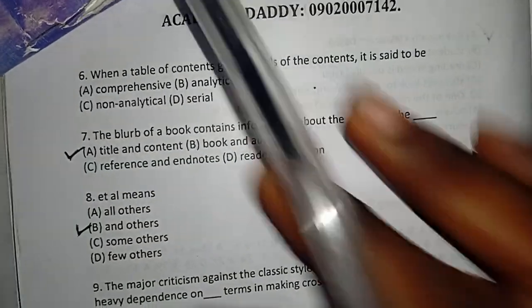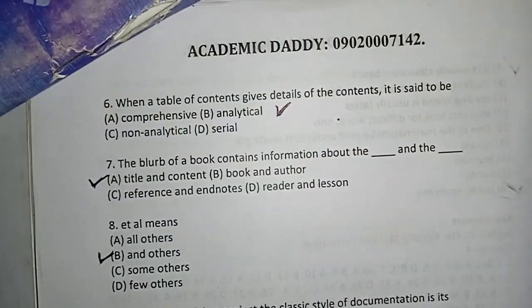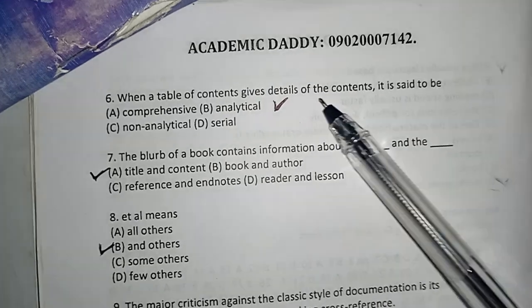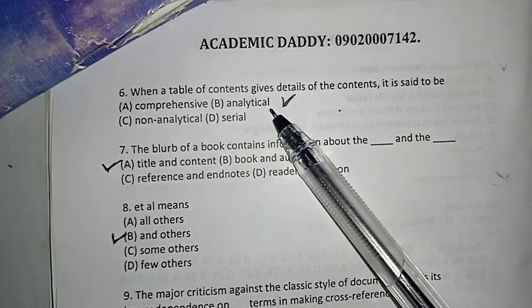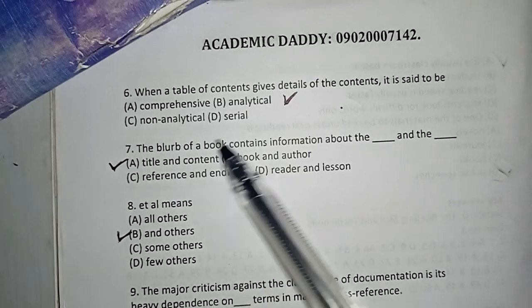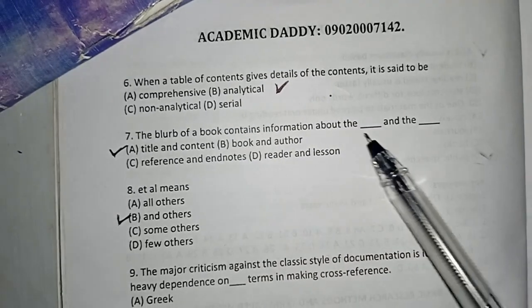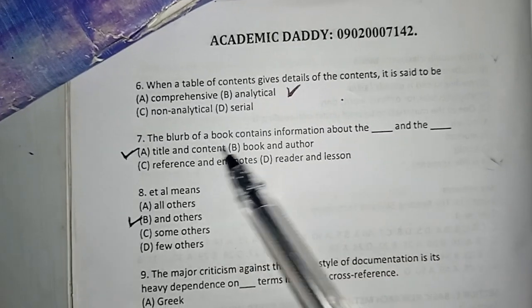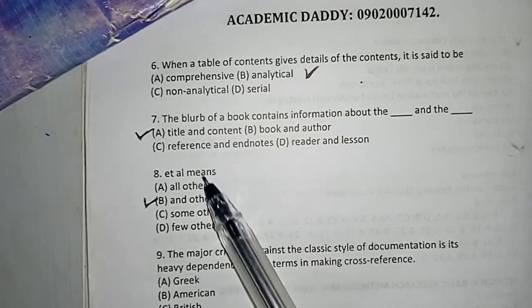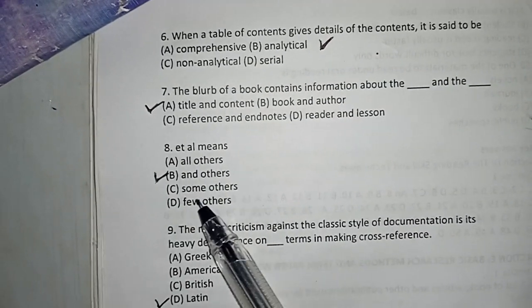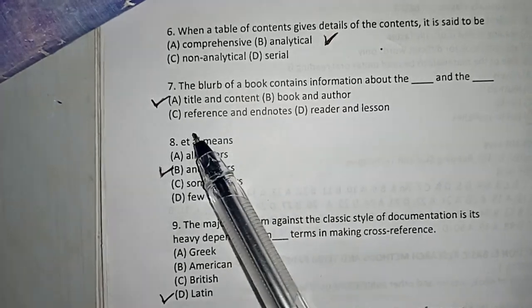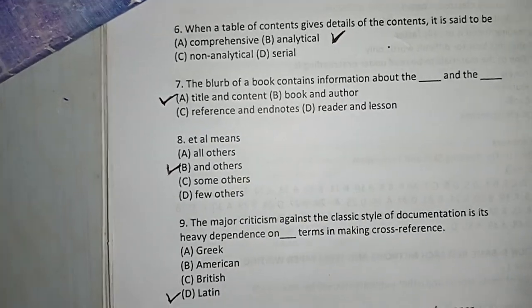When a table of contents gives details of the contents, it is said to be analytical. The blurb of a book contains information about the title and contents. Et al., from French, means "and others". We know that et means and.